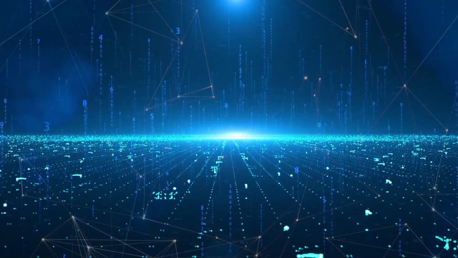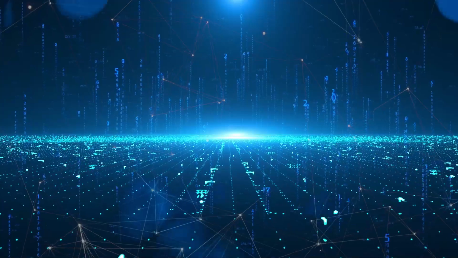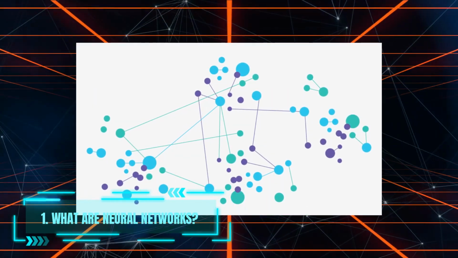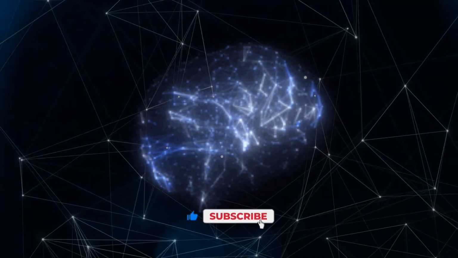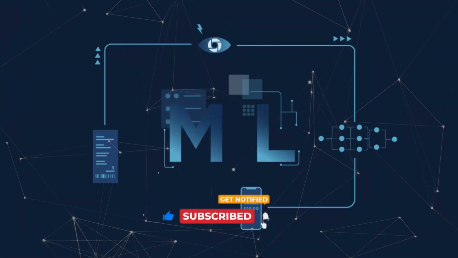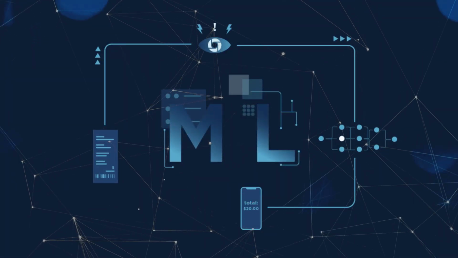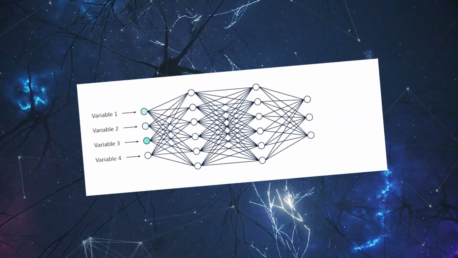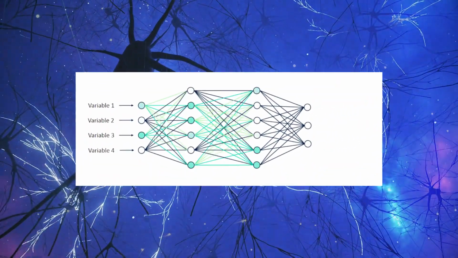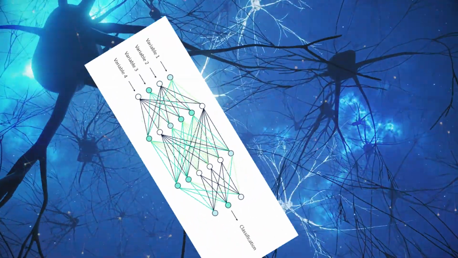Here's a beginner's guide to understanding neural networks. 1. What are neural networks? Neural networks are a set of algorithms designed to recognize patterns. They interpret sensory data through a kind of machine perception, labeling, or clustering of raw input. Neurons, the basic units of a neural network, are similar to the nerve cells in the human brain.